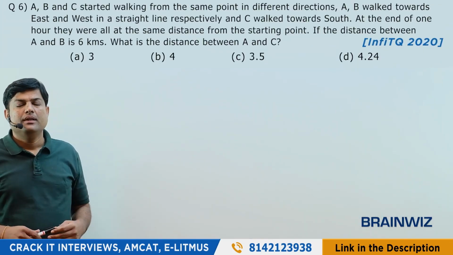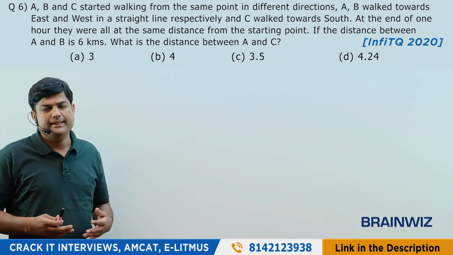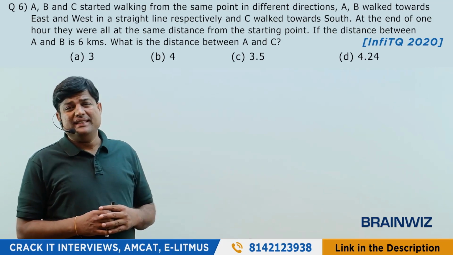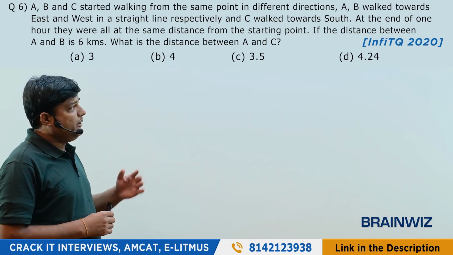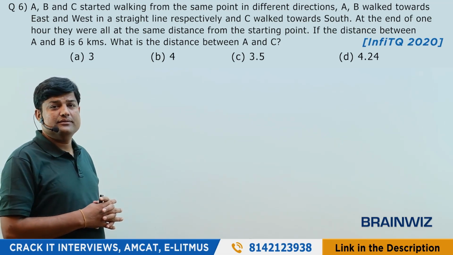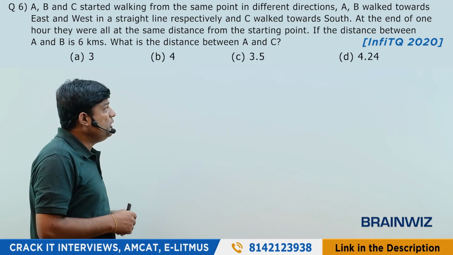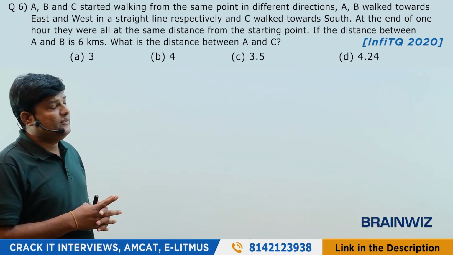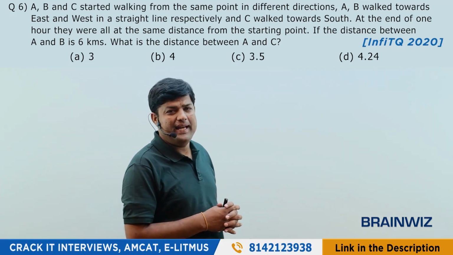Now, let's try to see that question which we all were waiting for. This question was given this year in InfyTQ. Here, he told you A, B, C are three friends. They are standing at the same point. In this question, he told that A, B are going towards the east and west in the straight line, respectively. Now, C walked towards the south. And he told you in the question, at the end of 1 hour, they are all at the same distance. Then if the distance between A and B is 6 kilometers, then what is the distance between A and C?